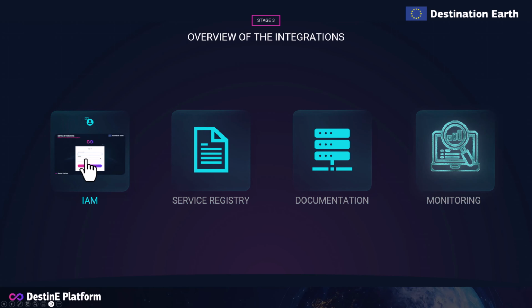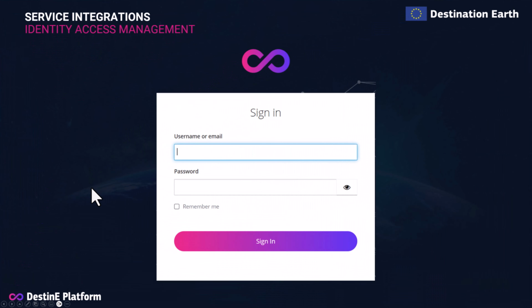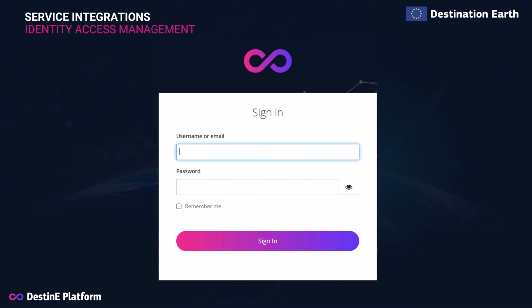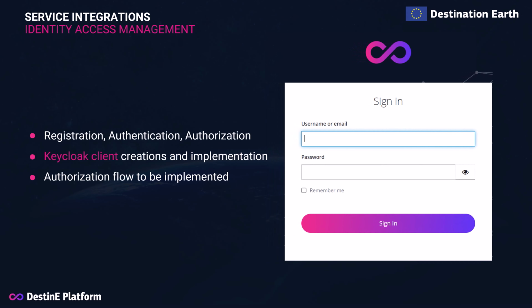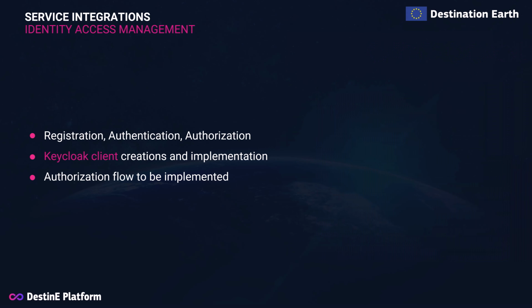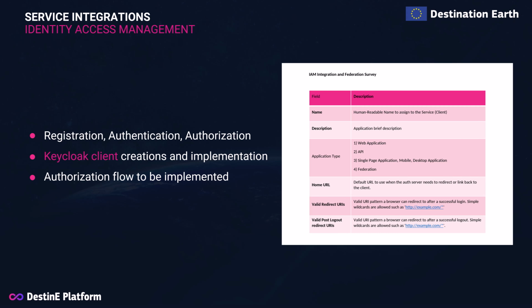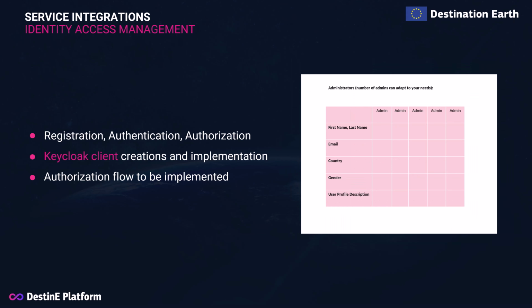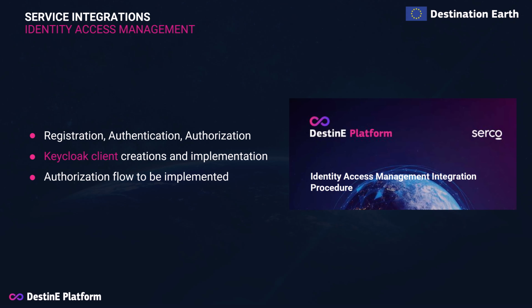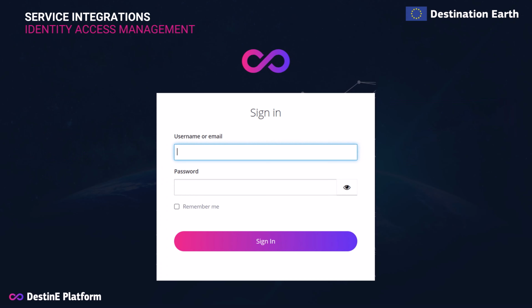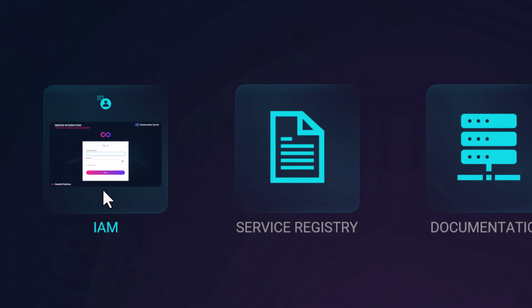We begin with identity and access management, which controls who can access your service and ensures secure authentication for every user. The IAM integration process starts with completing a dedicated survey. Once submitted, our operations team creates a Keycloak client for your service and transfers administration to you. From then on, your user community will be able to log into your service through the DestinE Platform single sign-on, which provides secure and centralized access for your users.